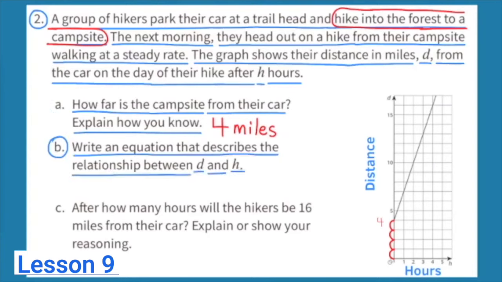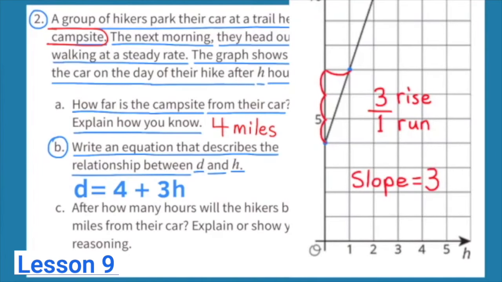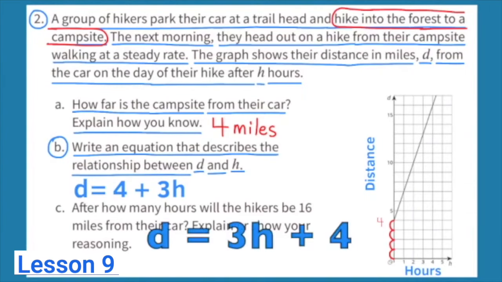B. Write an equation that describes the relationship between d and h, distance and hours. Well, I know that the distance equals the 4 miles to the campsite plus 3 times h, because the slope of this line is 3. The rise is 3 and the run is 1, and 3 divided by 1 is 3. Another equation that represents the relationship between d and h is d equals 3h plus 4. 3 represents the slope and 4 represents the y-intercept.